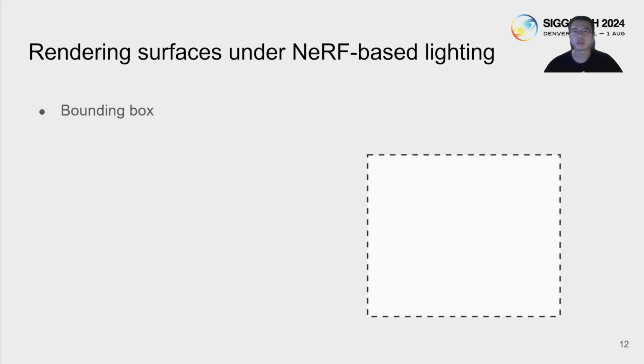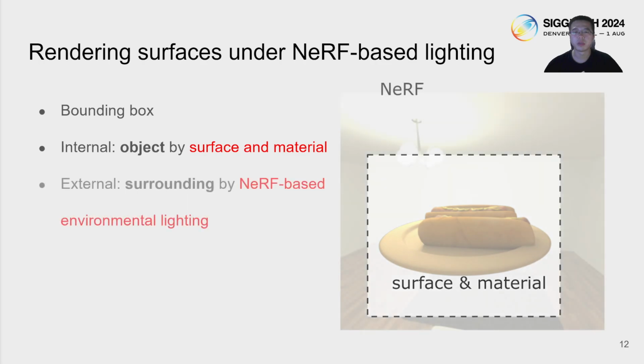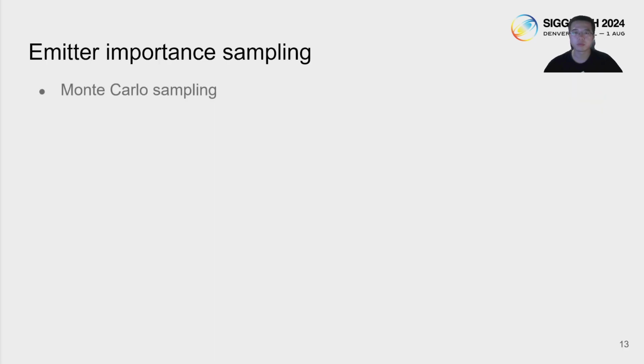Based on a bounding box of the object, we divide the scene into two regions. In the internal region, the object is represented by surface and material. In the external region, the surrounding is represented by the NeRF-based environmental lighting. We perform path tracing within the bounding box, and query NeRF when the ray goes out of the bounding box.